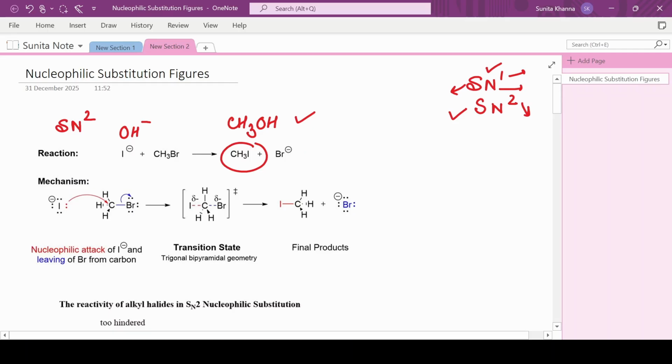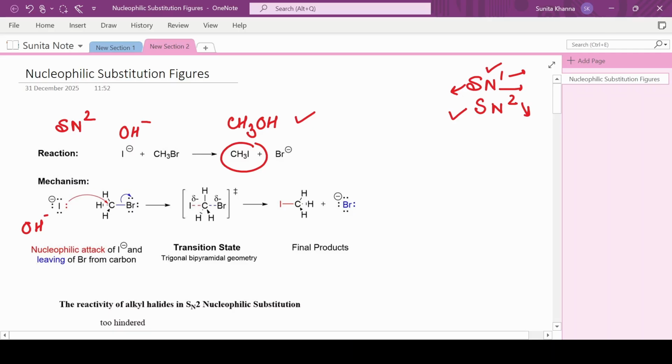Now come to the mechanism. What happens when this attacking nucleophile OH is attacking the carbon atom, which is providing it the nucleophilic site, and bromine is leaving. You can see bromine, being more electronegative than carbon atom, moves away with its electron. Moves away here means right now it has not left completely. It has started leaving and OH has started attacking.